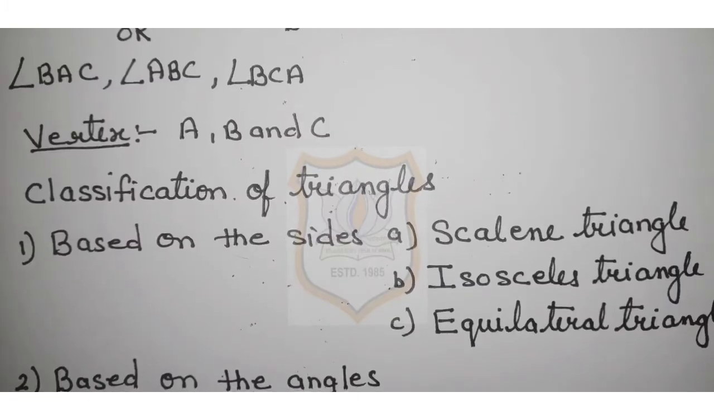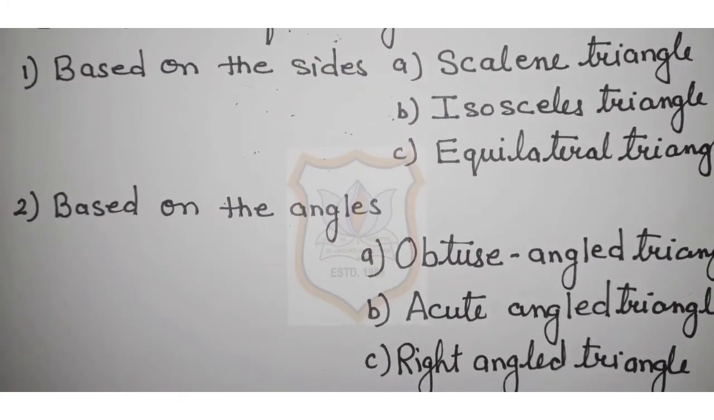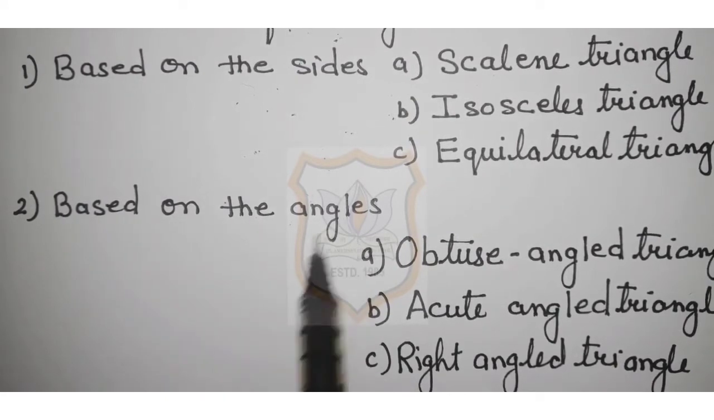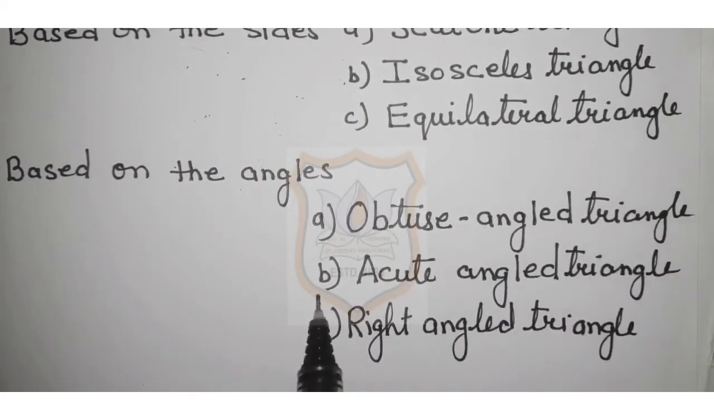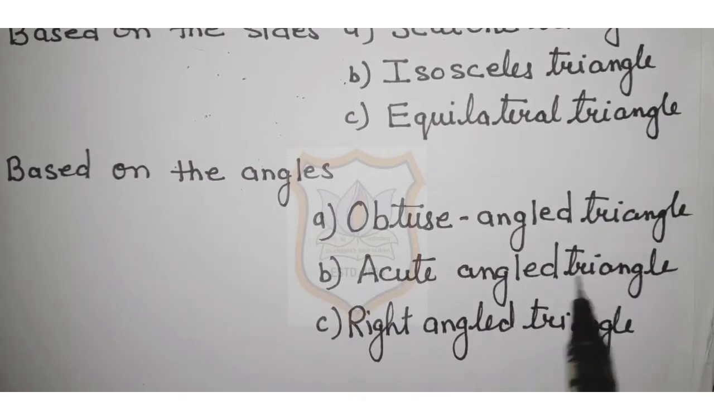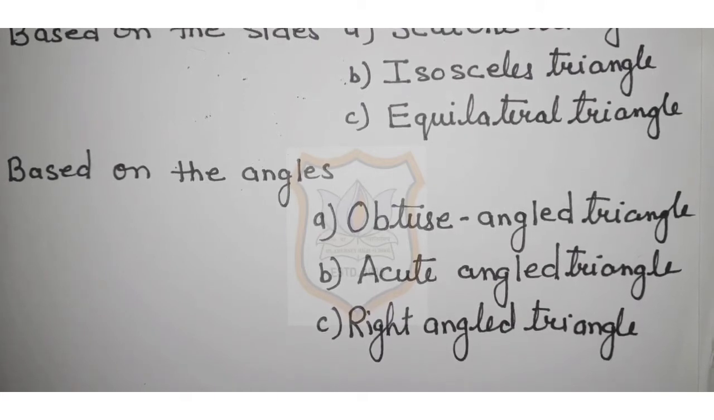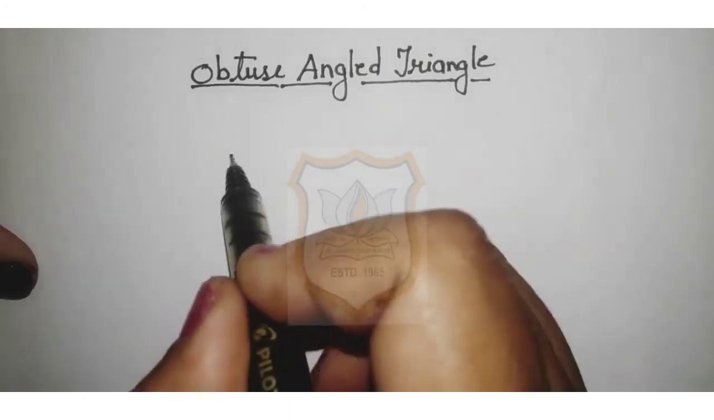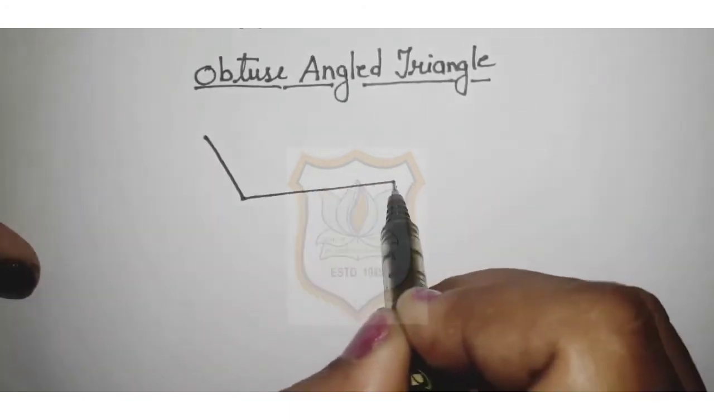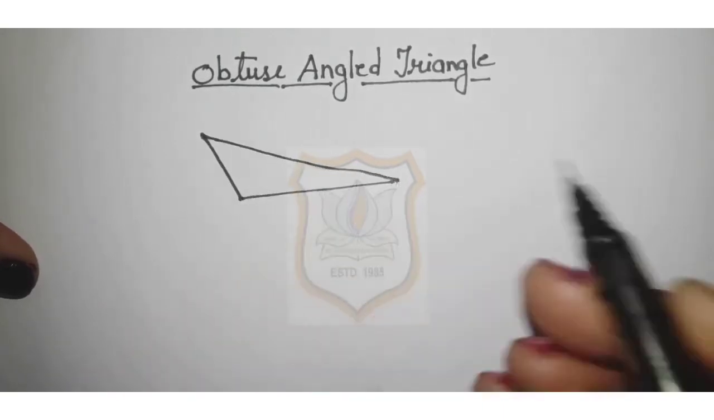Now students, I will explain you types of triangle or classification of triangle on the basis of angles. First one is obtuse angle triangle. Second one is acute angle triangle, and third one is right angled triangle. Now, what are these triangles? That I will explain you. Now, first one is obtuse angle triangle. Now, what is obtuse angle triangle? Obtuse angle triangle is a triangle which has one angle obtuse and other two acute.